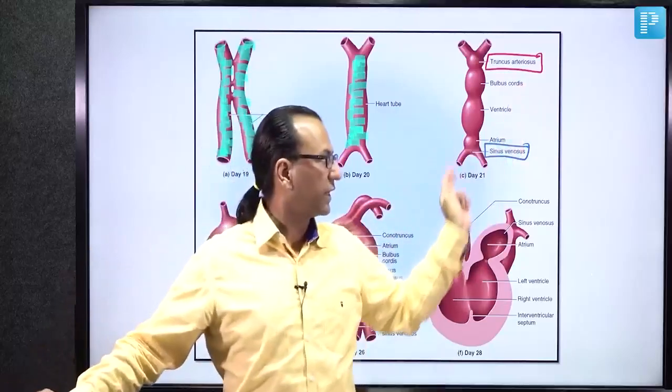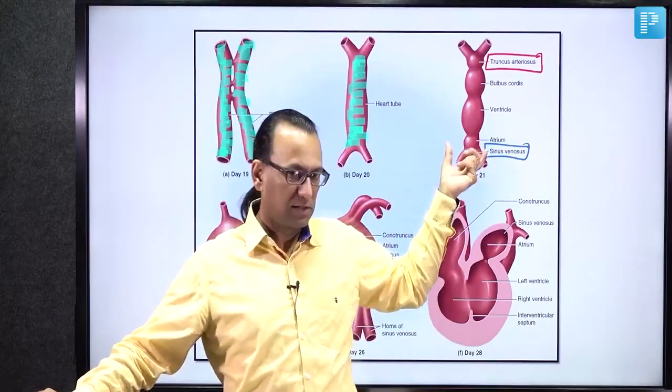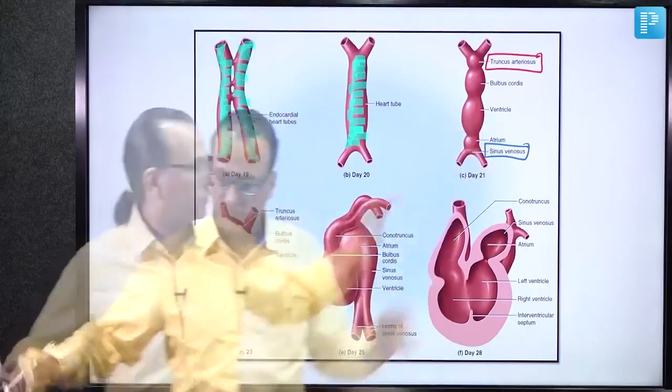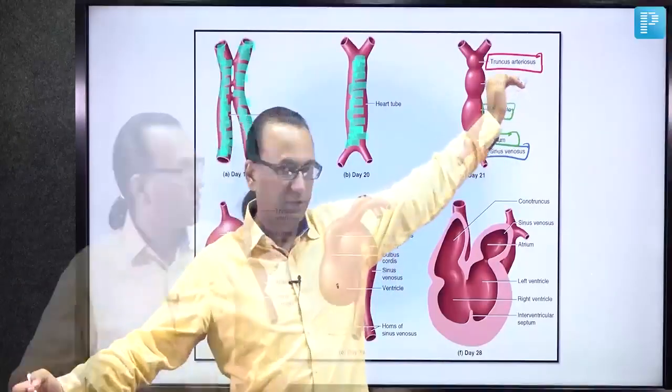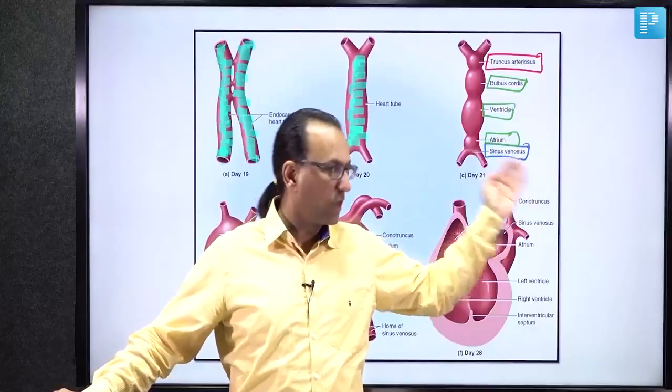There is a right horn and left horn of sinus venosus, bringing the blood from the 3 fetal veins, that is the cardinal, umbilical, and vitelline veins, pushing blood into the sinus venosus, which will then push the blood into the primitive atrium, primitive ventricle, and the bulbus cordis, which further pushes it towards the truncus arteriosus. The sinus venosus is the smooth inflow tract.